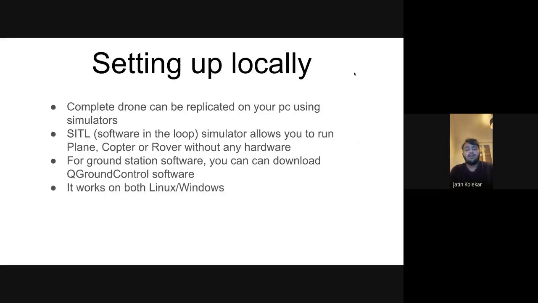So for setting up locally, as I displayed before with DJI, there are two parts. There is a simulator, and the simulator over here is called SITL. What is SITL? It is software in the loop. Software in the loop allows you to replicate a plane, a helicopter, or a rover. What I mean by a rover is the robotic vehicles that you see. Normally robots moving to different places also use this specific algorithm or message protocol. So this protocol not only works on drones, it also works on different kinds of robots that are currently out there.